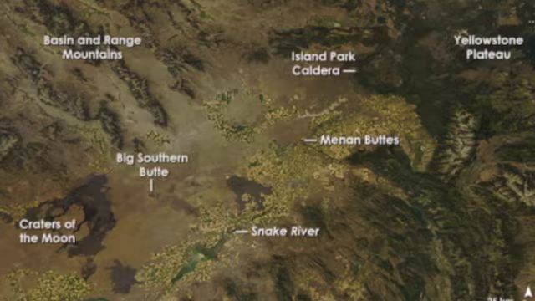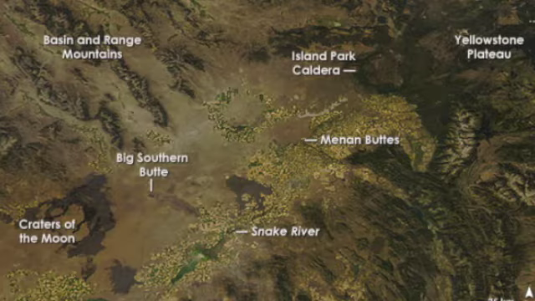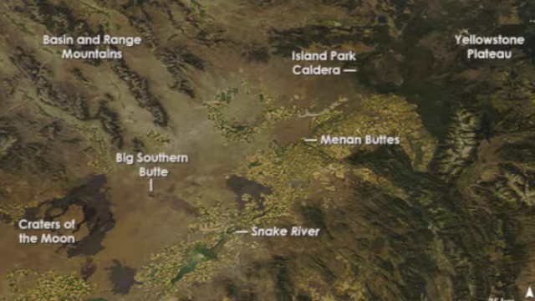Basin and range extension thinned the crust, allowing basalt magma, which melted from the mantle lithosphere boundary by the hotspot, to reach the surface, producing basalt lava fields across the Snake River Plain. For example, the Craters of the Moon National Monument.